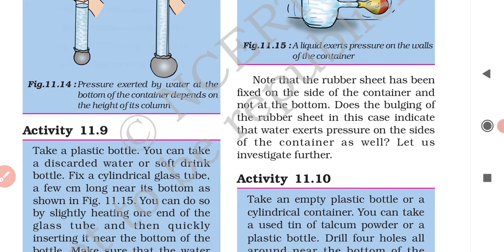So what is written over here? You see, note that the rubber sheet has been fixed on the side of the container and not at the bottom. Does the bulging of the rubber sheet in this case indicate that water exerts pressure on the sides of the container as well? Yes, water exerts pressure on the walls, or we can say water exerts pressure on the sides of its container. And the pressure exerted by a liquid on the walls or sides of its container increases with increasing depth. So these are the two conclusions we can draw from this activity 11.9.